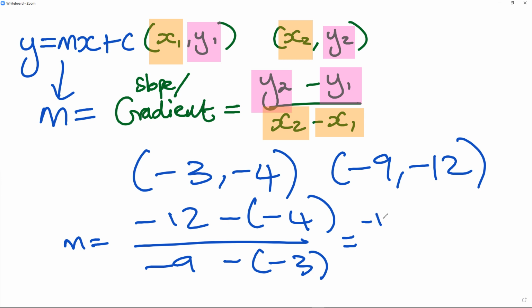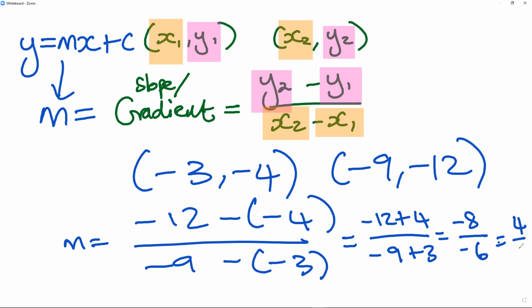That becomes negative 12 plus 4. And that becomes negative 9 plus 3. That's negative 8. And that's negative 6. That divides into a positive 4 over 3. This line is actually sloping positively.